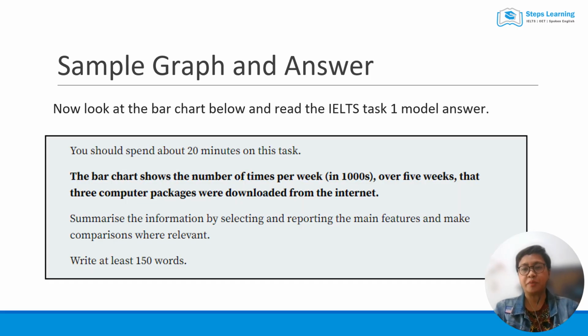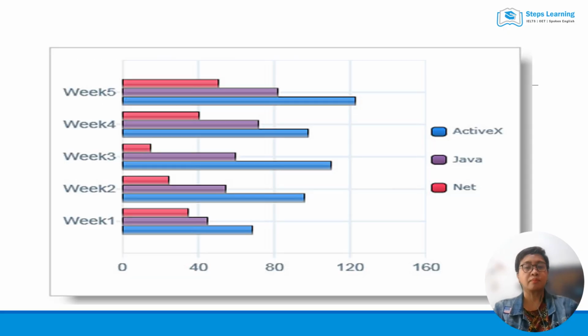So here is a sample graph and answer. You should spend about 20 minutes on this task. The bar chart shows the number of times per week in 1000s over 5 weeks that 3 computer packages were downloaded from the internet. Summarize the information by selecting and reporting the main features and make comparisons where relevant. Write at least 150 words. So here is a sample of the bar graph. So we have the three variables, ActiveX, Java, and Net for weeks 1 up to week 5.